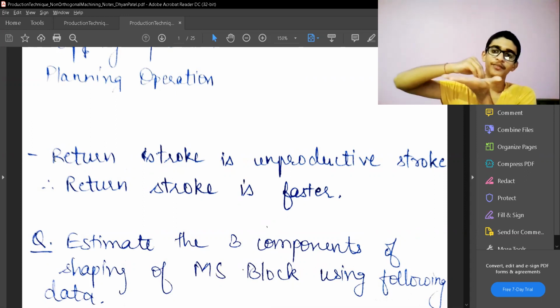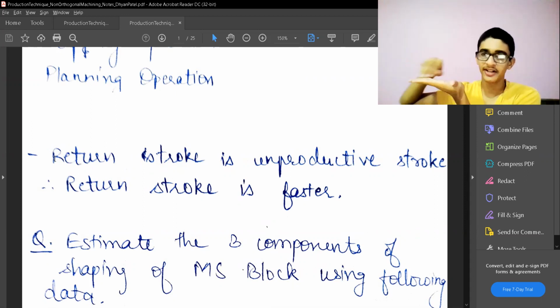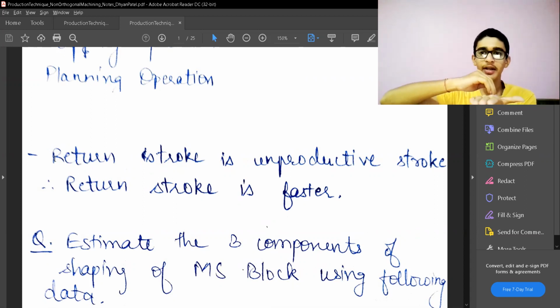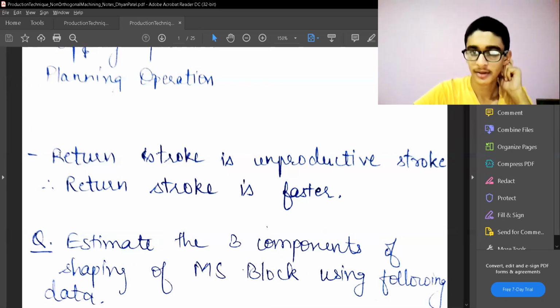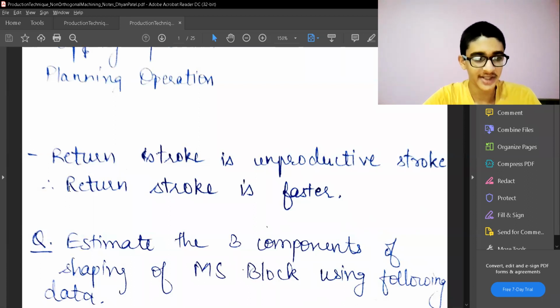So if I make a stroke like this, that is the cutting stroke for my machining, the return stroke is useless. Then I move my tool in one direction, or give some feed. Then I again have some machining, cutting. Then I come back and again make a feed. So that's how it goes, and the return stroke is unproductive. So it is designed such that the return stroke is faster.